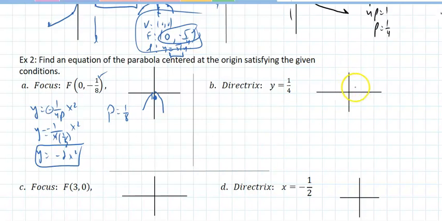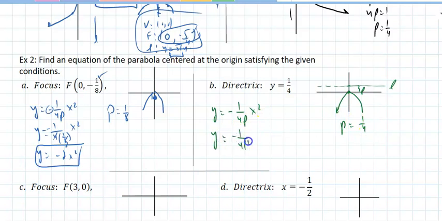How about here? This parabola is centered at the origin, even though they didn't ask for a graph. I'm going to do that anyways, rough graph. The directrix is y equal 1/4. 1/4 of the way is the directrix. If this is the directrix, the parabola must open down. This is also y equal negative 1 over 4p x squared. P is this distance. P is 1/4. So y equal negative 1 over 4 times 1/4 x squared. It should be negative, but it doesn't matter because we know how this works. So there it is. Done.